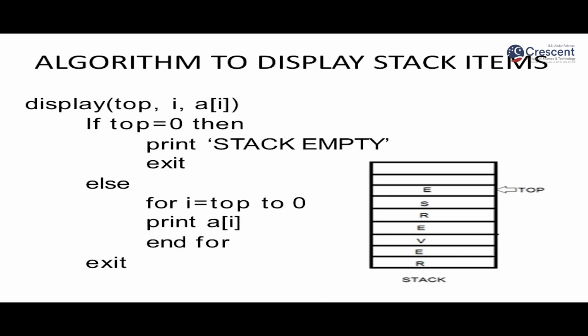Algorithm to display stack items. If you want to display the stack items, you can make one function that is called display, and its arguments will be top, I and A[I]. Top will again refer to the top element of the stack, I is to go through all the stack, and A[I] is the element currently at the top.